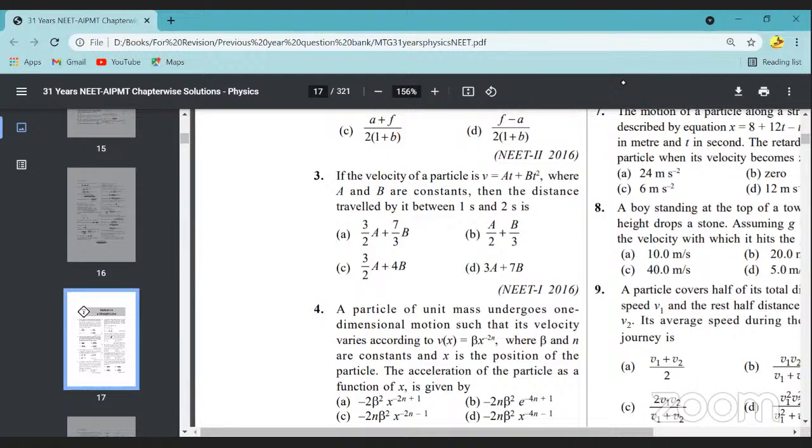Try for 1 minute, I am giving you 1 minute. Try to remember the formula where v and x and t are there. We know three equations: v equal to dx by dt, a equal to dv by dt, and a equal to v dv by dx. Out of these three, try to choose the equation where v, x, and t are there, because the question is regarding v, x, and t, and v is given.